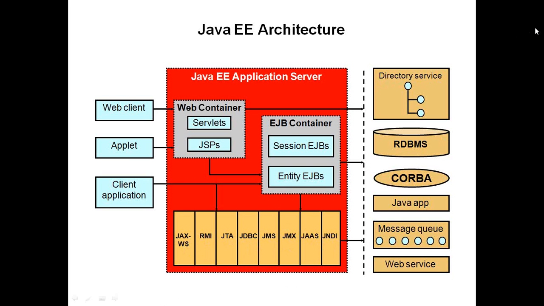Then you have JMS, Java Messaging Service. This Java Messaging Service will help you to interact with third-party messaging products like IBM MQ or ActiveMQ, HornetMQ. Anything could be coming part of it.